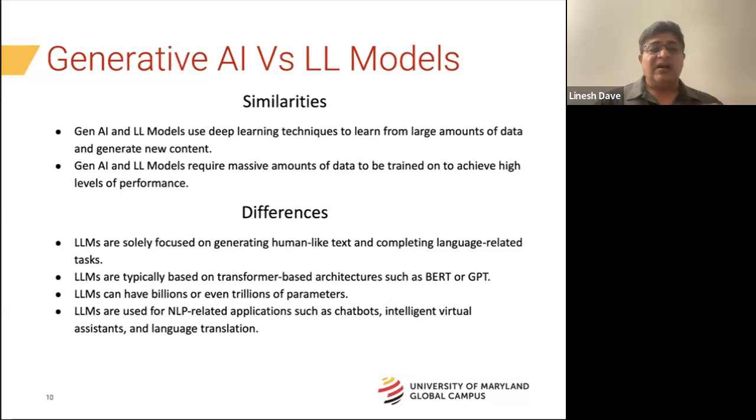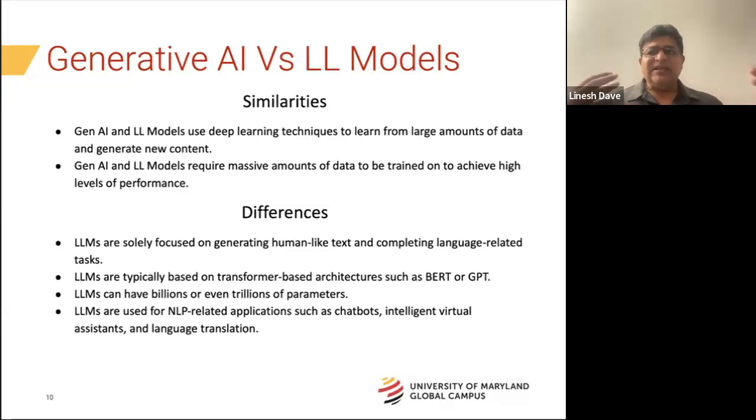The differences are that large language models are focused mostly on generating text and completing language-related tasks, right? LLMs are also typically based on transformer-based architectures such as BERT or GPT, unlike the other Gen AI models. LLMs can also have billions or even trillions of parameters. And they are also used for NLP-based applications, such as chatbots, intelligent virtual assistants, and language translation.